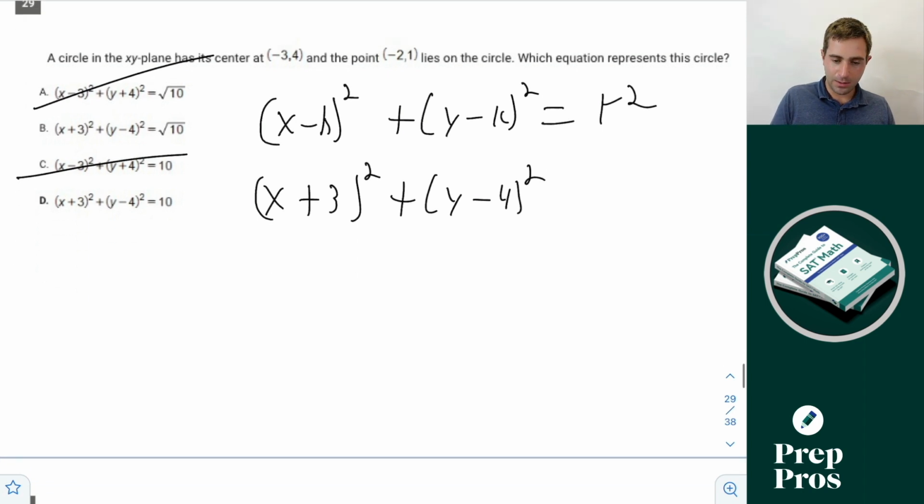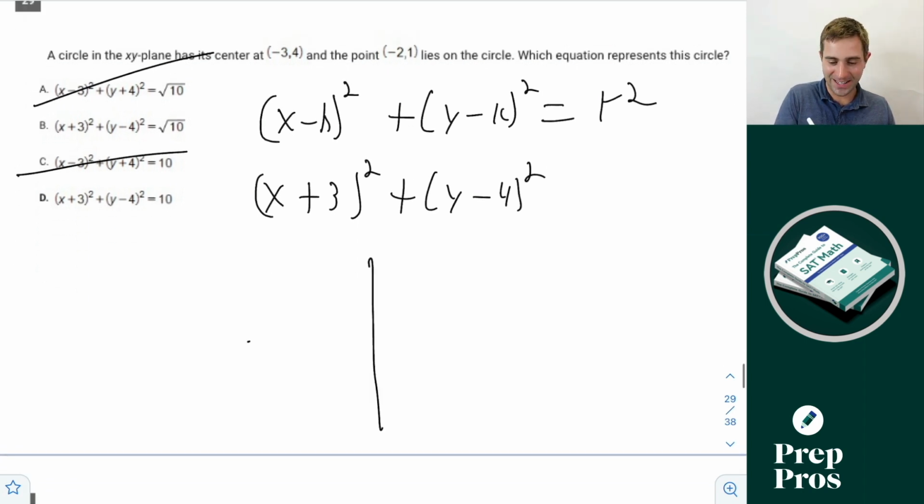Now, the simplest way to solve for these, this actually is practically an example problem from my book. This is such a standard question.